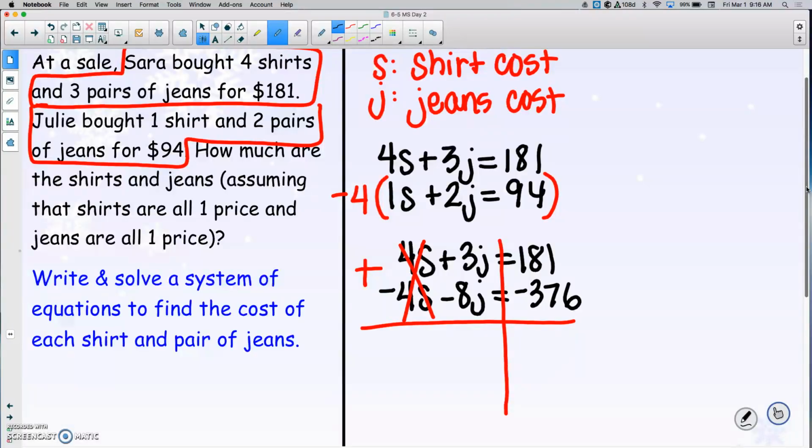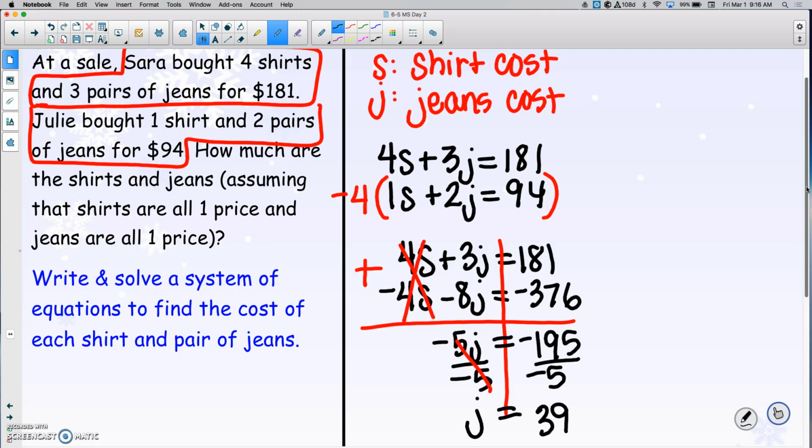Cancel out the S's, add 3 plus -8 is -5J, and then -376 plus 181 is -195. And since I'm dividing a negative by a negative, -195 divided by -5 gives me a nice positive number of 39. So the jeans are $39 each.